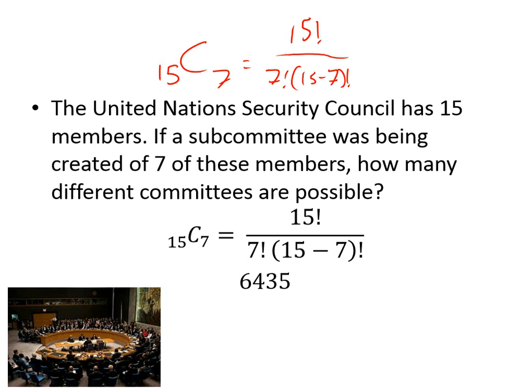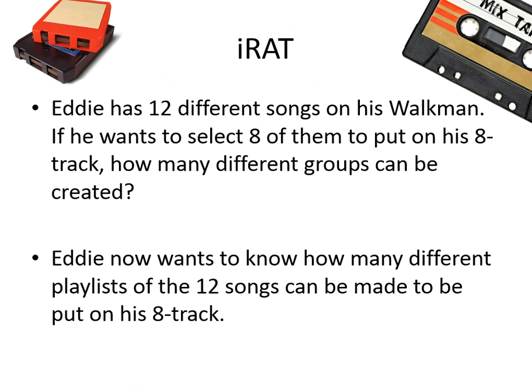Okay? So combination, order does not matter. A permutation, order matters. So the hardest thing here is identifying which is which. Your IRAT for this one: Eddie has 12 songs on his Walkman. He wants to select 8 to put them on an 8-track. How many different groups can be created? The second one, now he wants to know how many different playlists of those 12 songs can he put on his 8-track. An 8-track only has 8 tracks. Get the name? Okay. That's your IRAT for this one. Okay. So solve those, get those, and then we'll be good. Permutation, combination.